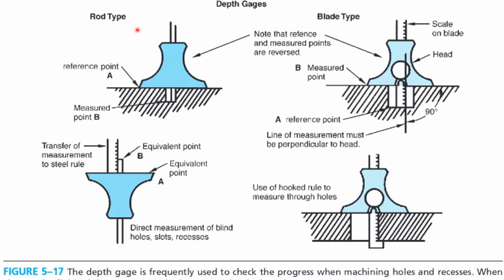So we use this depth gauge to check the progress when we are machining holes or recesses. This is just showing you the rod type and the blade type for depth gauges. You can see how we measure the holes.